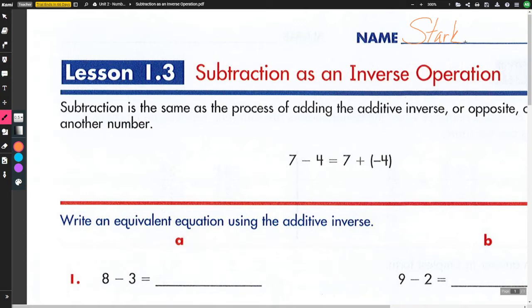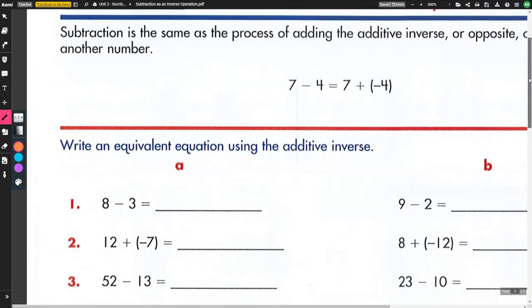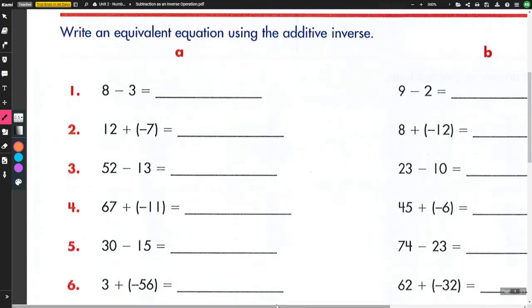The example they give us is 7 minus 4. And all they did was add the opposite. So they kept 7 the same, then they changed the subtraction sign to addition, and then made positive 4 into negative 4. And that's all we're going to be doing for this whole page. So let's begin.